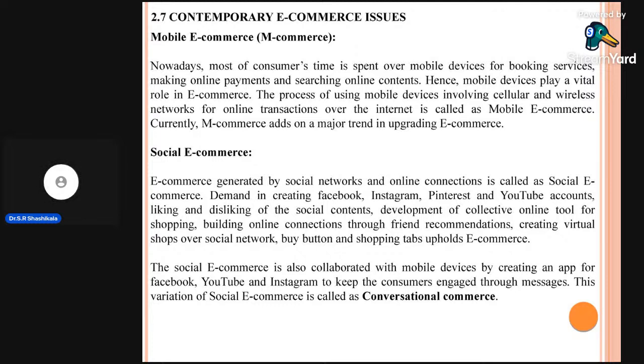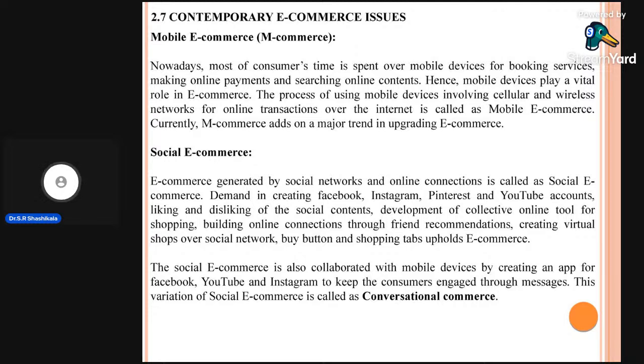Then the third one, e-commerce generated by social networks. So e-commerce generated by social networks and online connection is called social e-commerce. So it is social network. Then the fourth one is a variation of social e-commerce. So a variation of social e-commerce is known as conversational commerce. Then engaging consumers in e-commerce based on their geographical location. This is known as local e-commerce. So that is about the second unit of the first block.